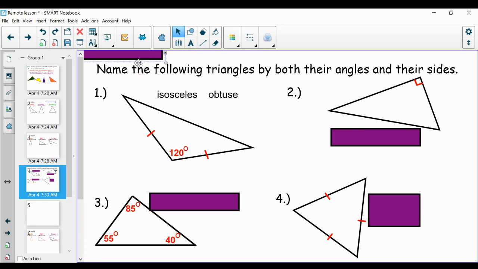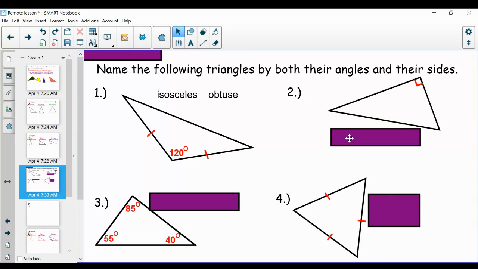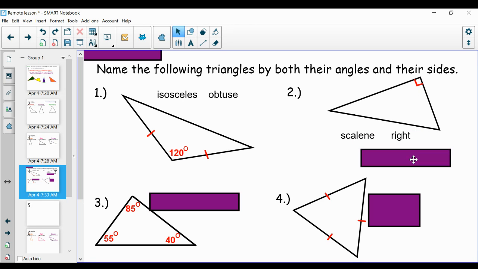Let's see if I can make this go somewhere else. There we go. Number two, I see the right angle. Whoops, daisies. Okay, we saw the right angle right there. But if we look at the sides, there's no tick marks. It means none of the sides are the same. So if we go back and look, no congruent sides. So that makes, oopsies, let's go back here. That makes this scalene, and it has a right angle. So we have scalene right.